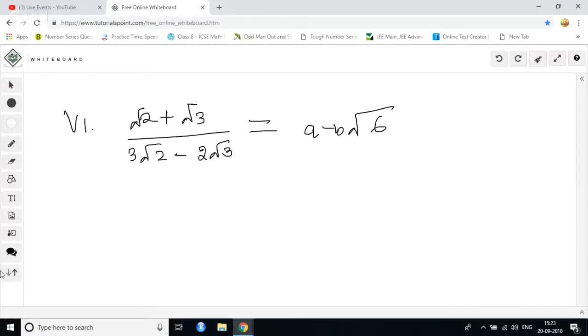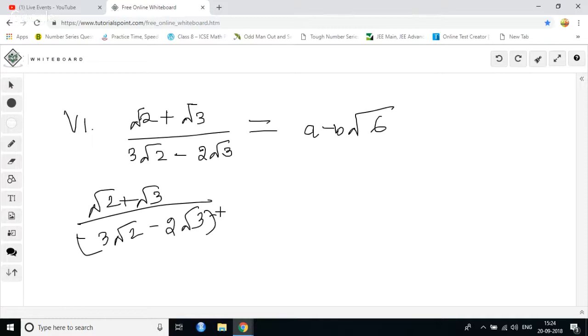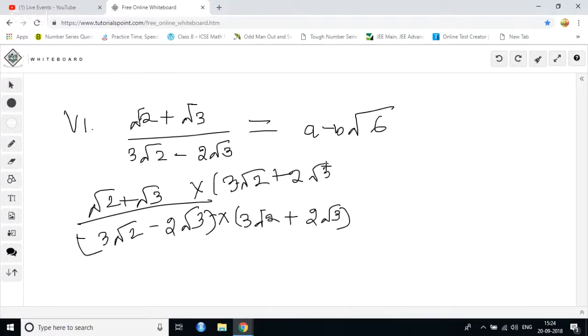What will I do? Again I'll rationalize it. How do you rationalize it? Root 2 plus root 3 divided by 3 root 2 minus 2 root 3, and multiply it with, again, a negative sign is there, so I'll take a positive sign: 3 root 2 plus 2 root 3. Multiply it. How much do you get? Root 2 into 3 root 2 is 6, plus root 2 into 2 root 3 is 2 root 6, plus root 3 into 3 root 2 is 3 root 6, so I write 5 root 6 in total, and root 3 into 2 root 3 is 6.